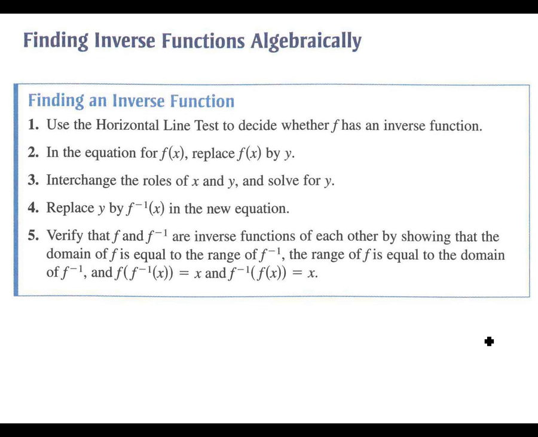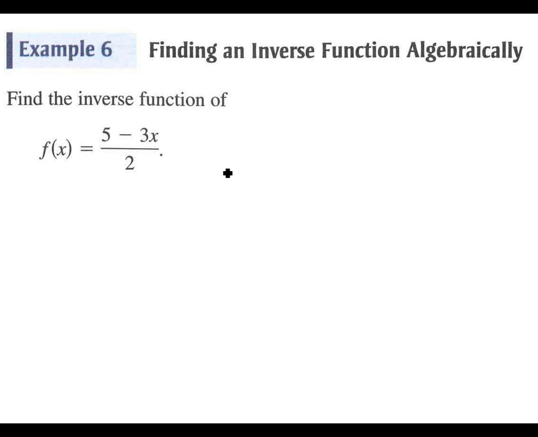All right, so now we've done it graphically. We've used our graphing calculator. Now let's figure out how to use algebra to find an inverse. And the key on this is interchange x and y. Switch x and y and then solve. All right, so here's our problem. We've got 5 minus 3x over 2.